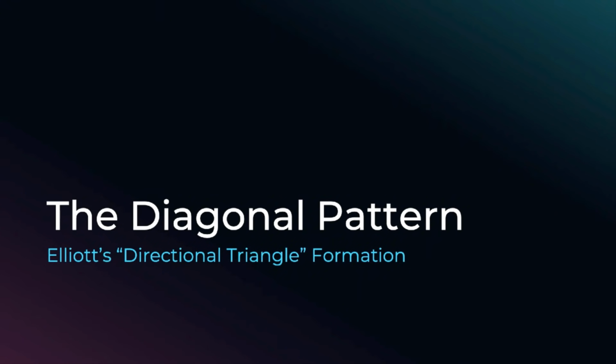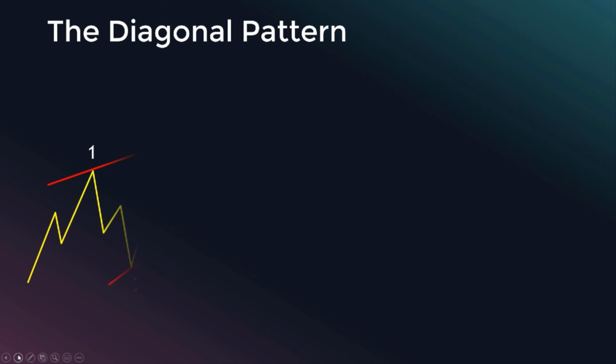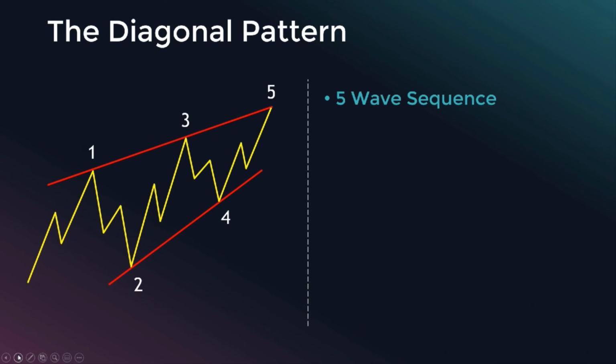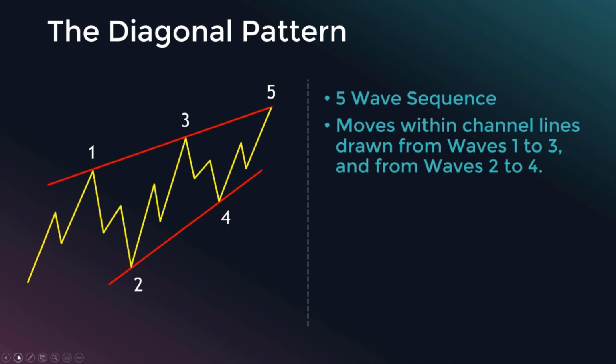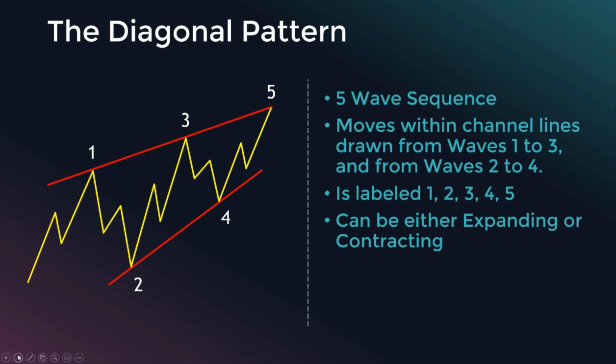The diagonal pattern, Elliott's directional triangle formation. As you can see from the graphic, the diagonal pattern is a 5-wave sequence. It moves within the channel lines that are drawn from 1 through 3 and 2 through 4. It's labeled as a 1, 2, 3, 4, and 5. It can be expanding or contracting. It can be either leading or ending.